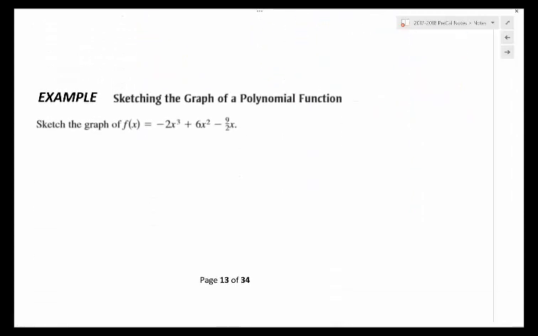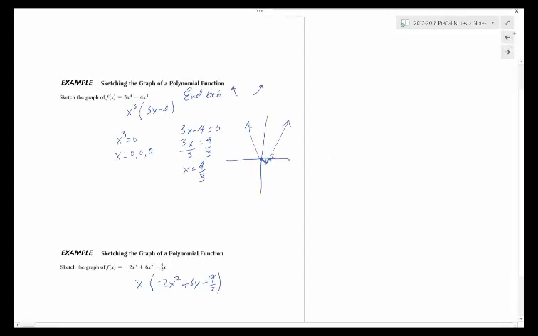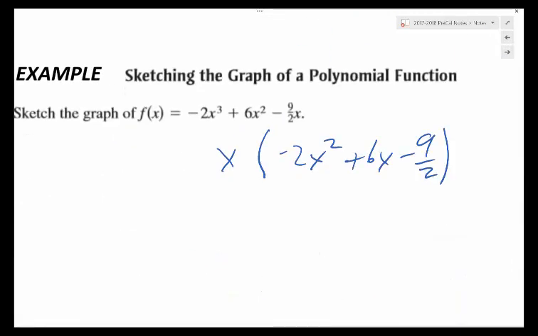Sketch the graph of this polynomial. Well, I get x times negative 2x squared plus 6x minus 9 over 2. Okay? So when I sketch this graph, I have x being 0. X equals 0. It will cross 0 at some point.